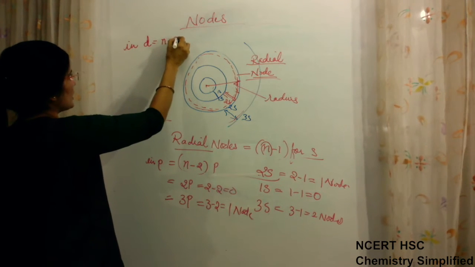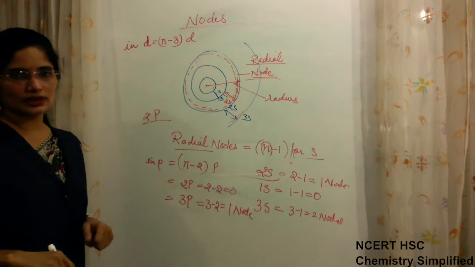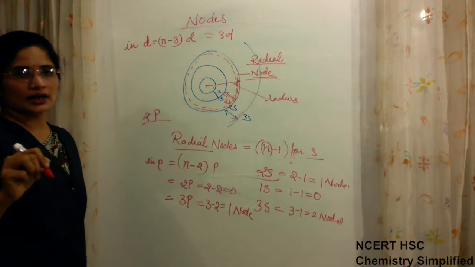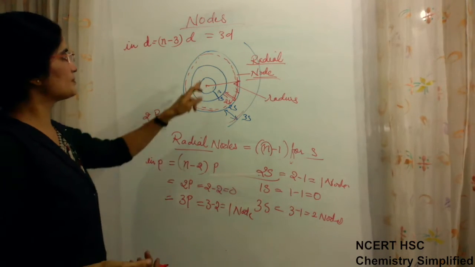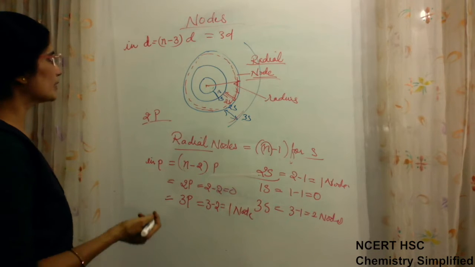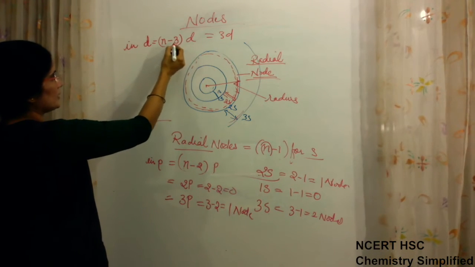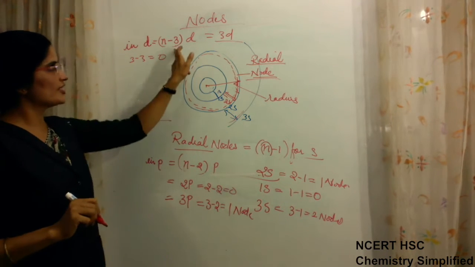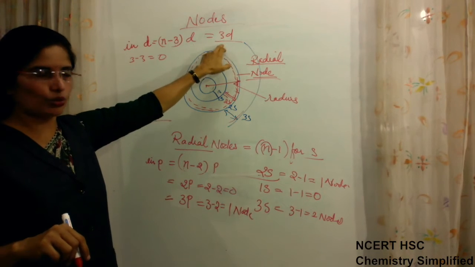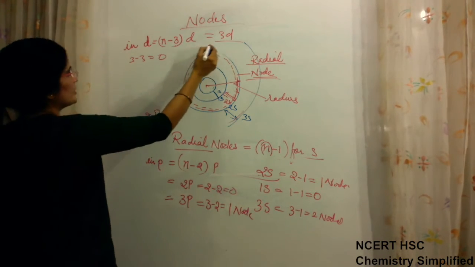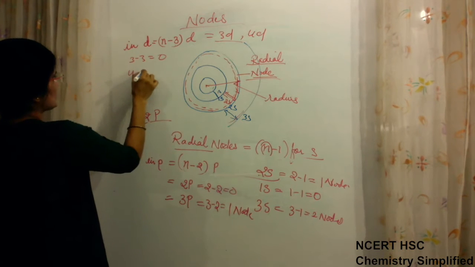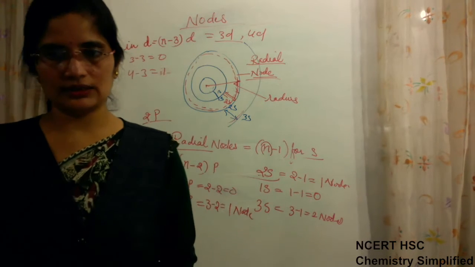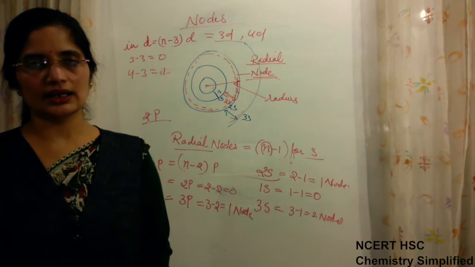In d orbital, formula used is n minus 3d. Why? Because d orbital starts from 3d. The first d subshell or orbital is present in the third shell. Okay. So formula is n minus 3d. Suppose if I talk about 3d, then it will be 3 minus 3 is equal to 0. First subshell does not have any node. If it is about 4d, then it will be 4 minus 3 is equal to 1. So one node will be present in 4d. In this manner, radial nodes are calculated.